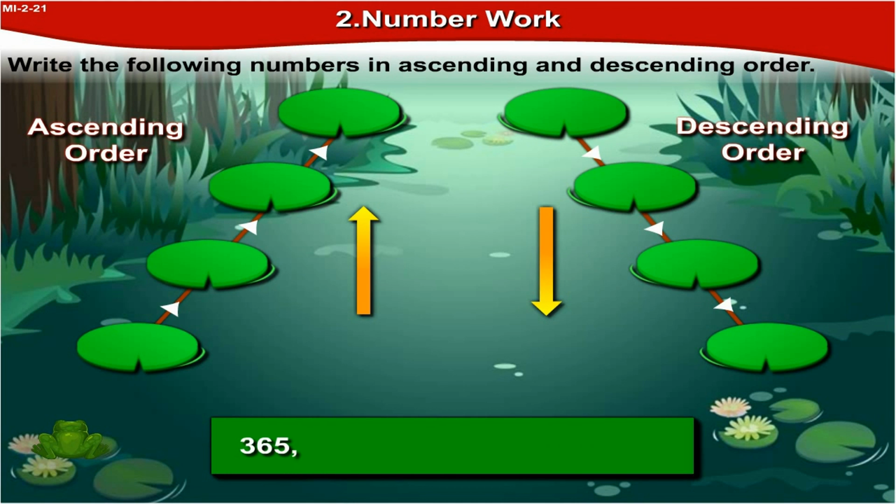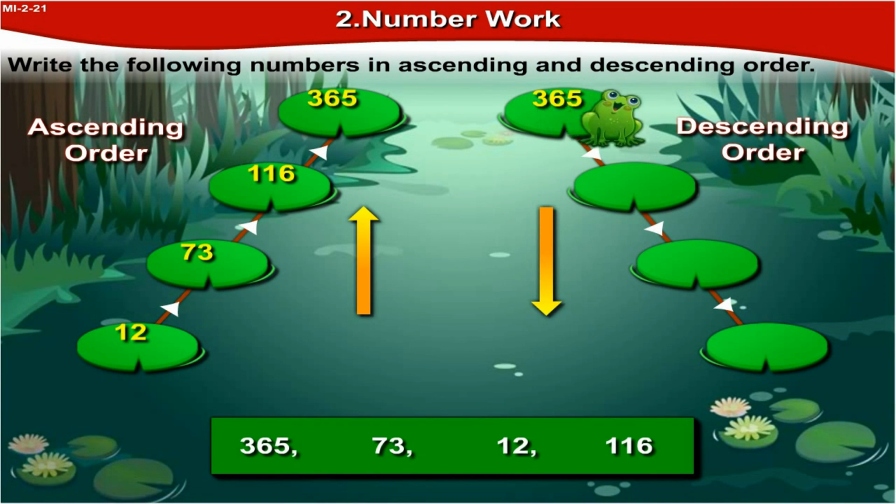Next is 365, 73, 12, 116. The smallest number is 12 and the biggest number is 365. So the ascending order would be 12, 73, 116, 365. The descending order is exactly opposite. So it is 365, 116, 73, 12.